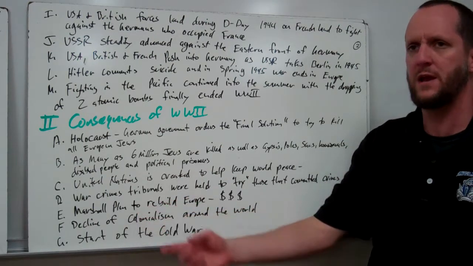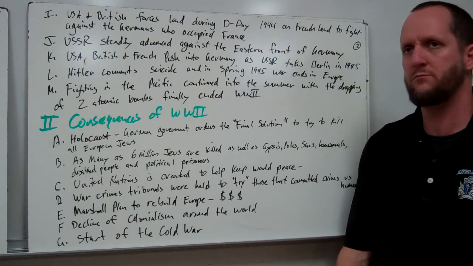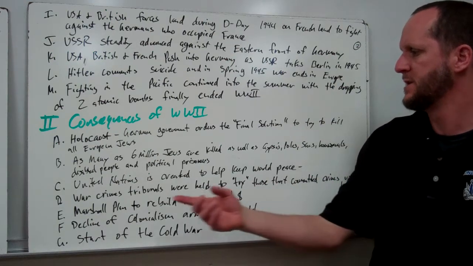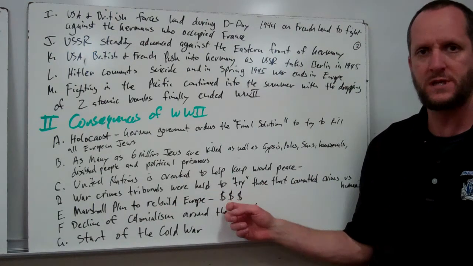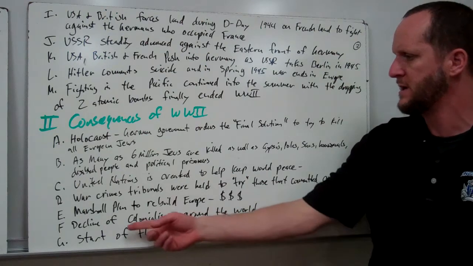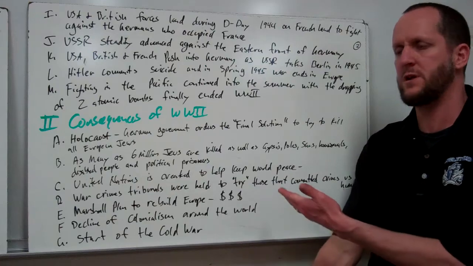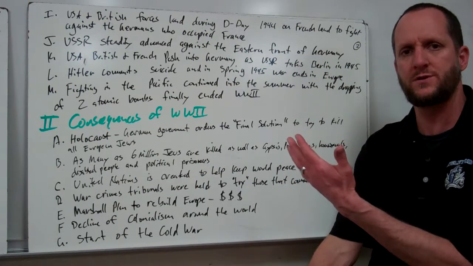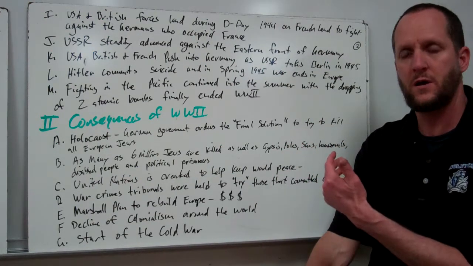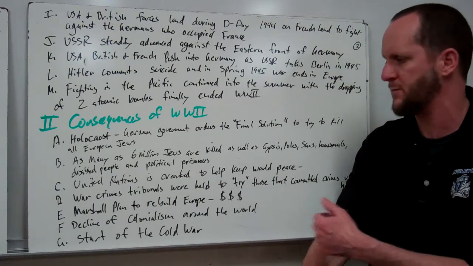The Marshall Plan was a plan created by the United States to rebuild Europe and just give them essentially money, tons of money. The decline of colonialism around the world. Eventually, the likes of India and many colonies in Africa would become countries.